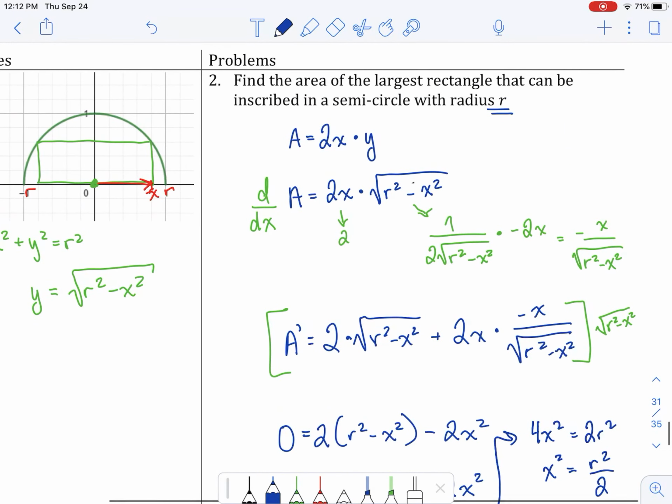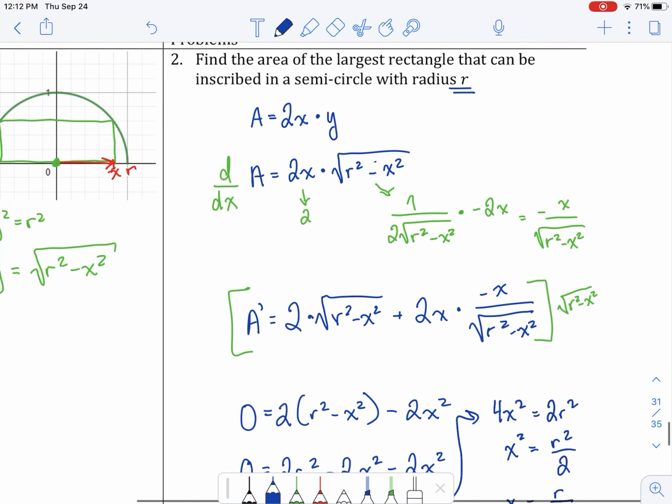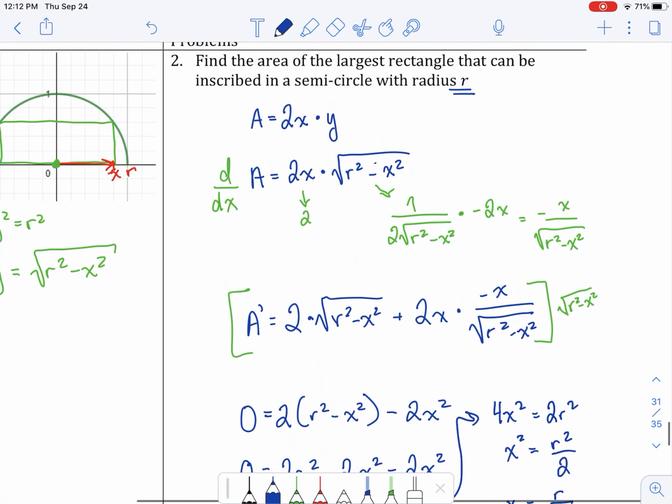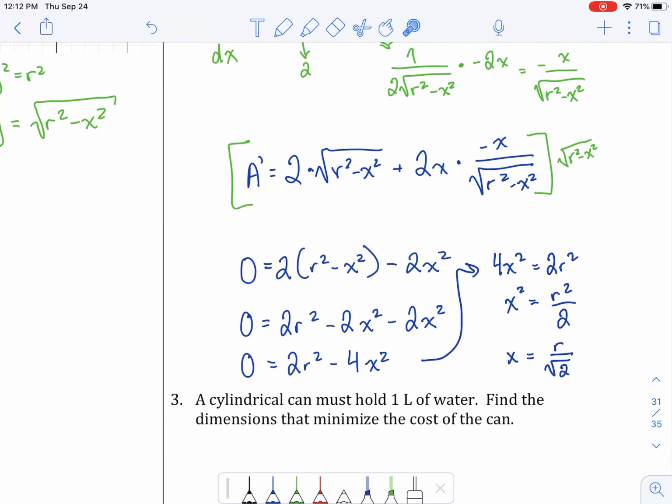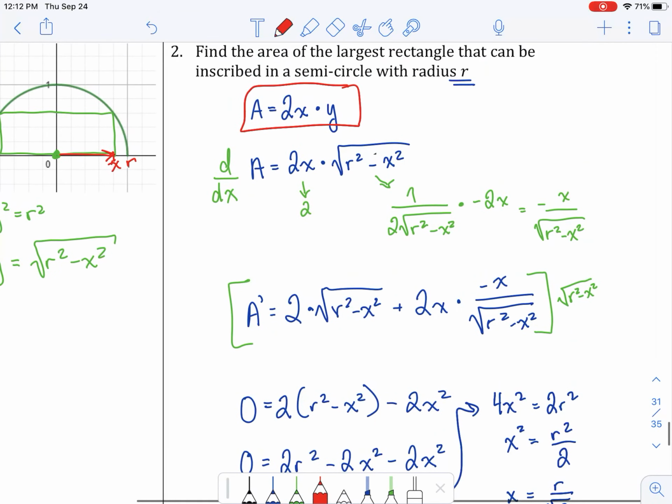Now, this is close to what we're solving for, but as it says here, you want to find the area of the largest rectangle there. So you're going to come back up here to this first number because you want to have an answer as an area. You now know that area is equal to 2x times root r squared minus x squared, and you know that x is equal to r over root 2.